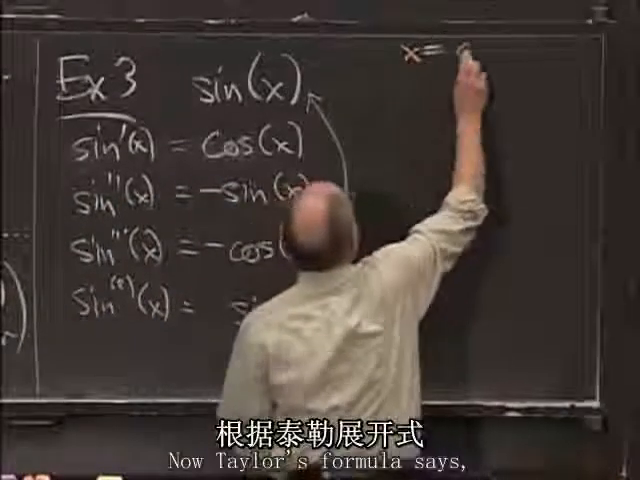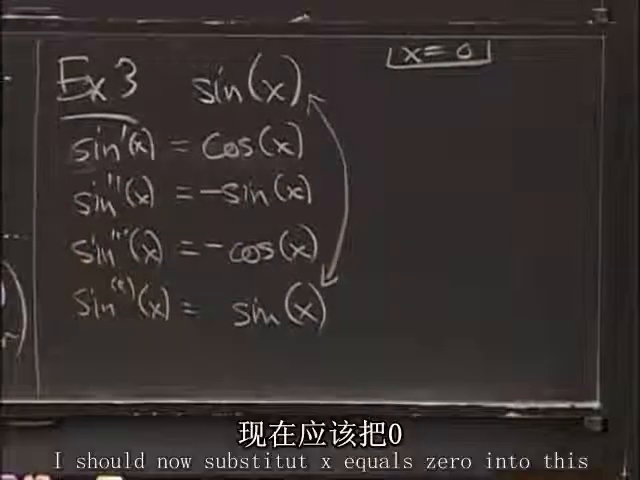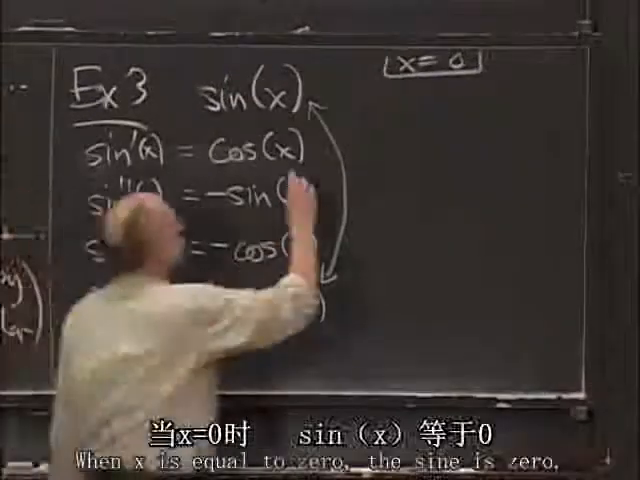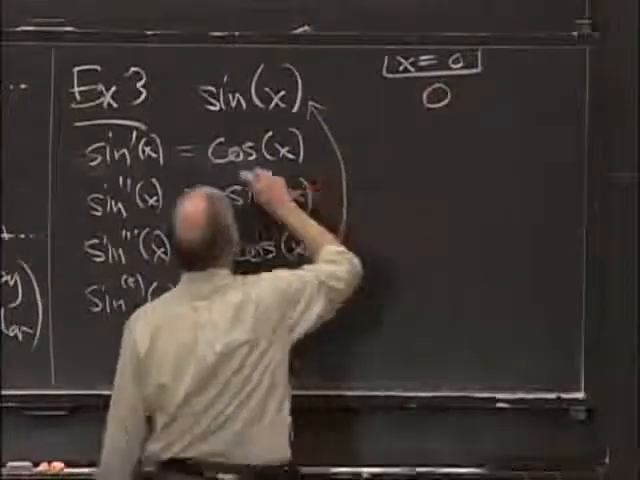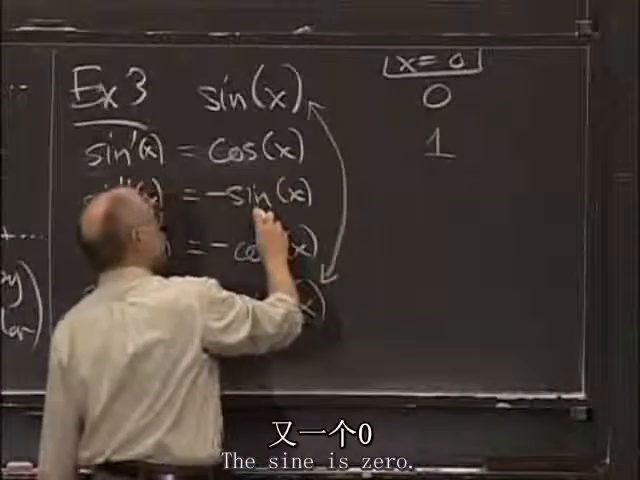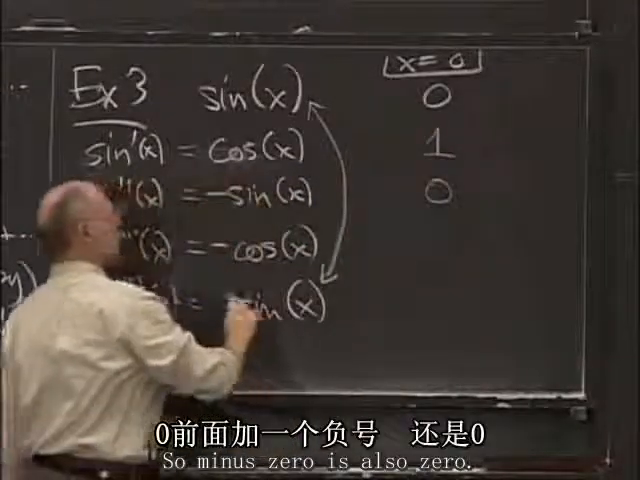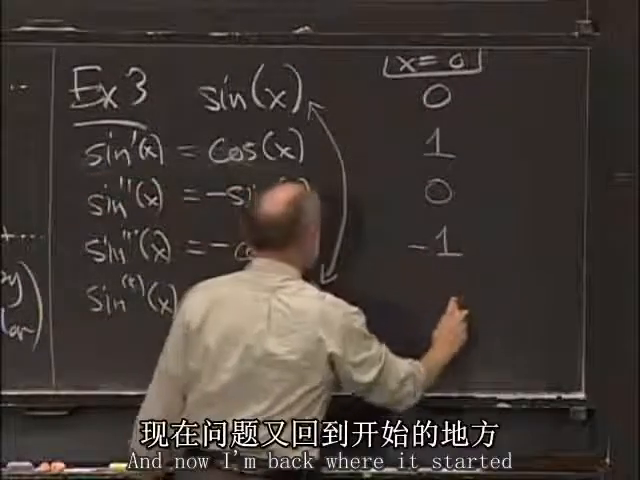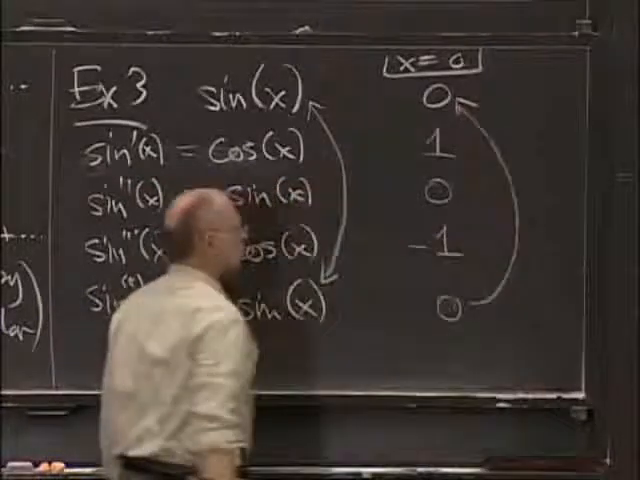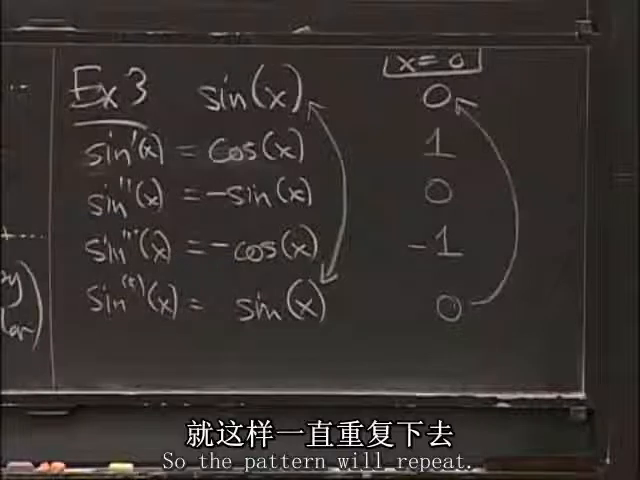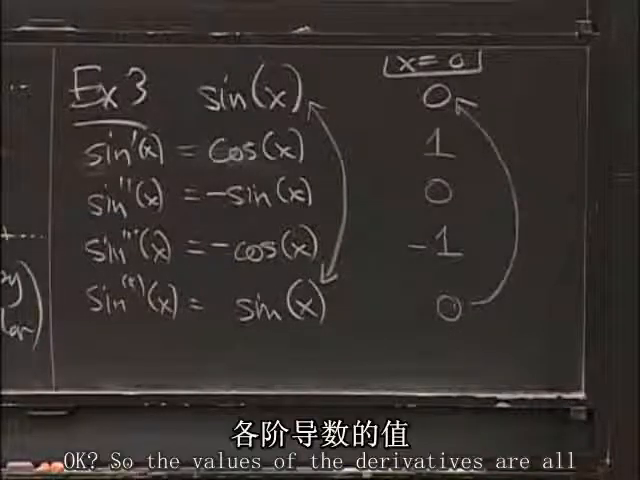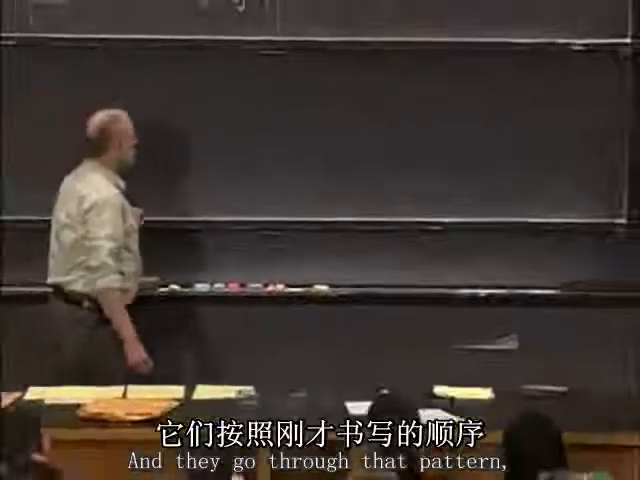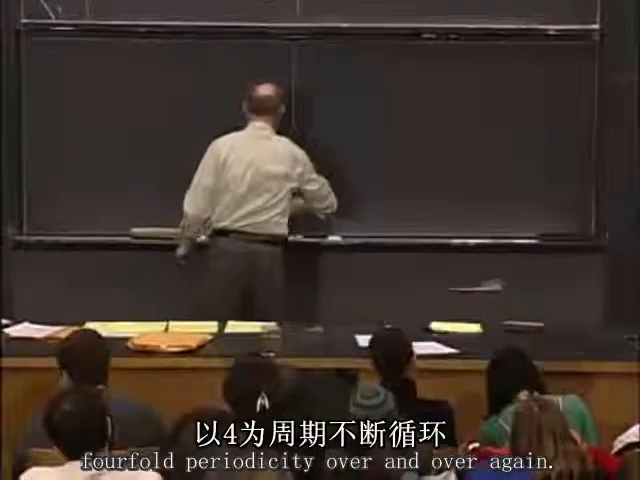Now, the Taylor's formula says I should now substitute x equals 0 into this and see what happens. So let's do that. When x is equal to 0, the sine is 0. The cosine is 1. The sine is 0, so minus 0 is also 0. The cosine is 1, but now there's a minus 1. And now I'm back where I started. And so the pattern will repeat. Okay? So the values of the derivatives are all zeros and plus and minus ones, and they go through that pattern, fourfold periodicity, over and over again.